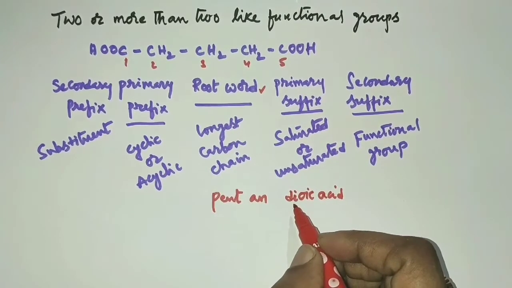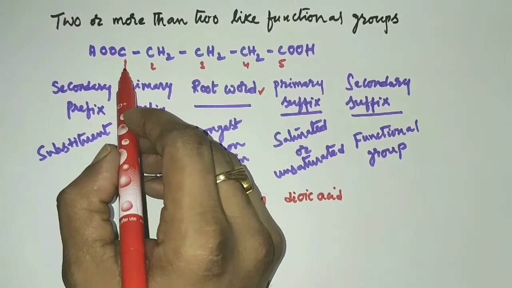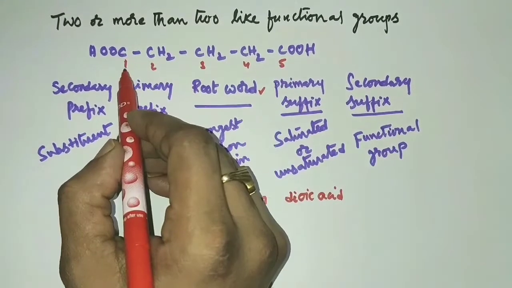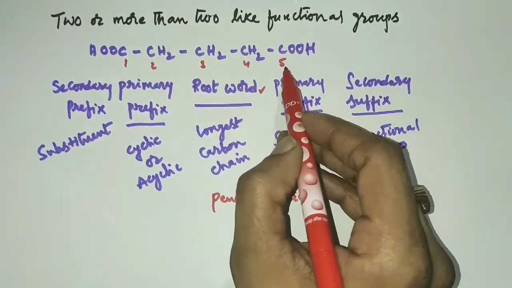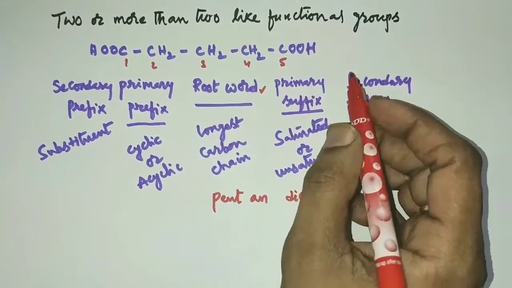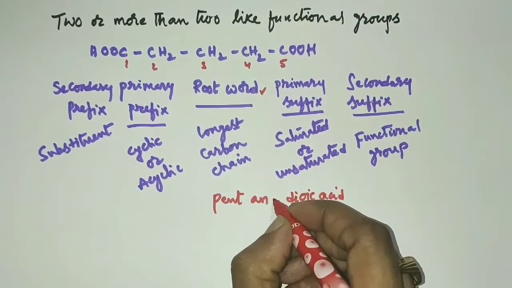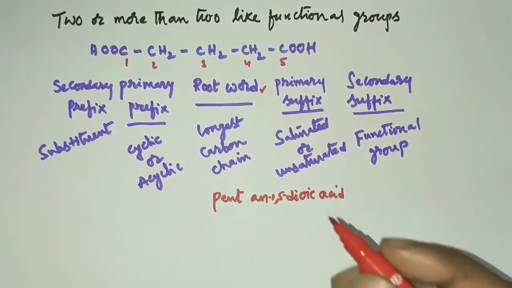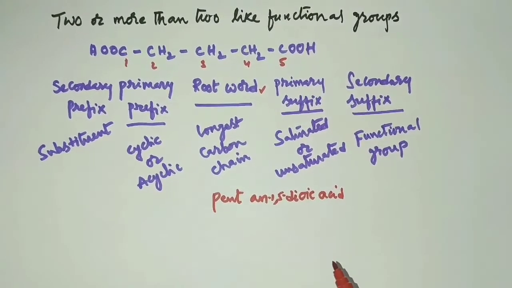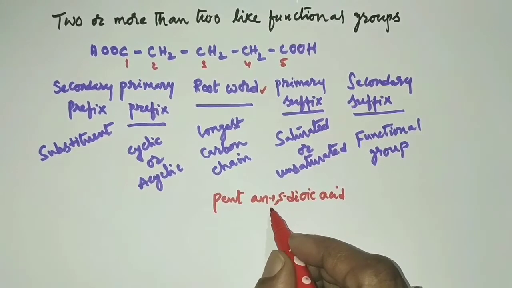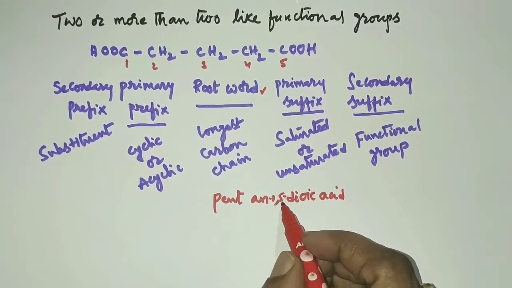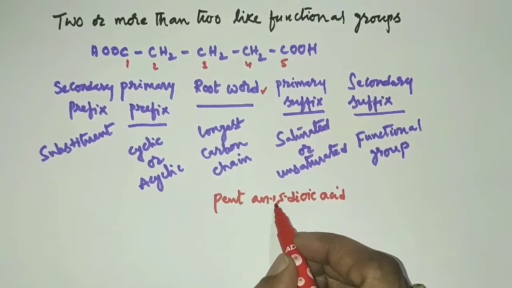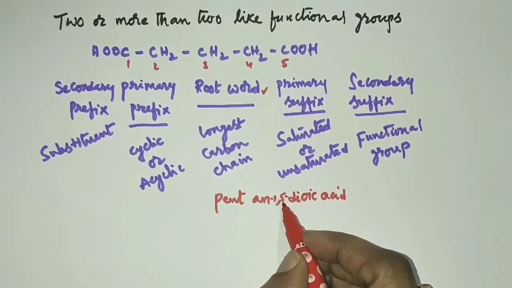At the same time, we need to specify the position of the functional groups. First carbon has COOH and fifth carbon also has COOH. So 1,5 dioic acid. At the same time, in a IUPAC name, one numeric value and an alphabet should be separated by hyphen, and 2 numeric values should be separated by comma.